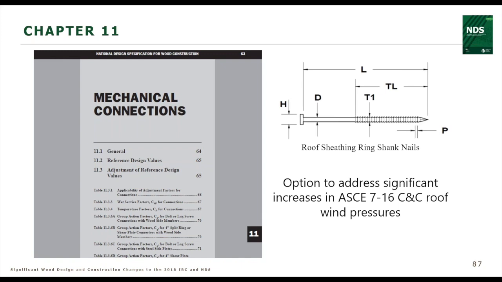And the changes in the NDS connection design provisions were primarily in response to these significant increases in the components and cladding wind pressures in ASCE 7-16. So these wind uplift and these related changes, they're kind of what spawned some of these new fastener withdrawal and the fastener head pull-through design provisions.